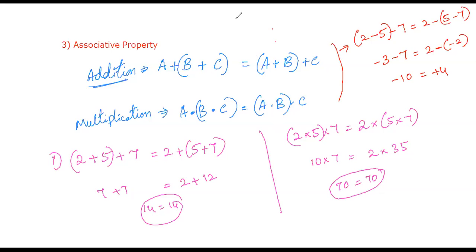So the last one is the distributive property. This one is very important, because we are going to use the distributive property in algebra mostly. In numbers we follow this very rarely, but in algebra we use this distributive property most of the time. So what is the distributive property? It's kind of distributing the number, or else foiling the numbers.